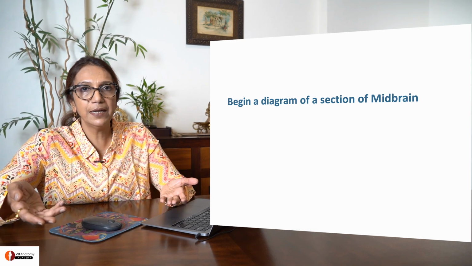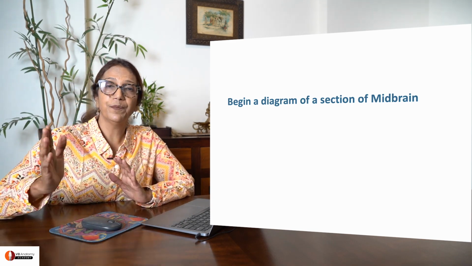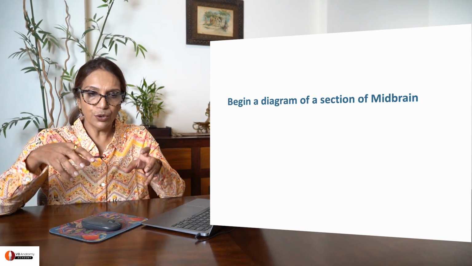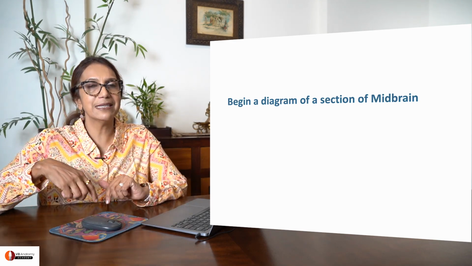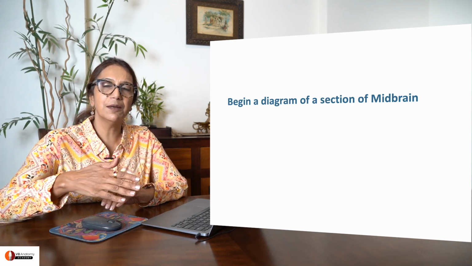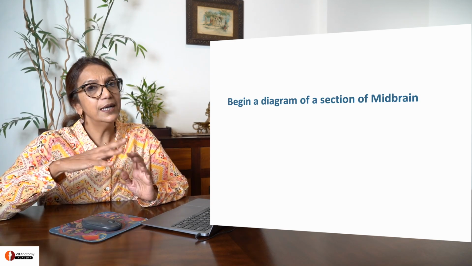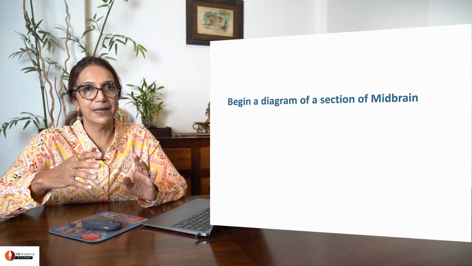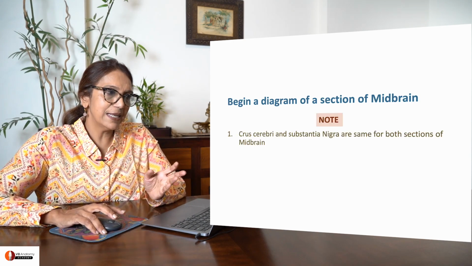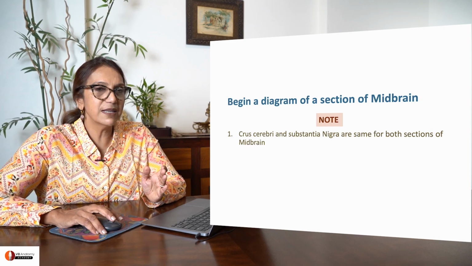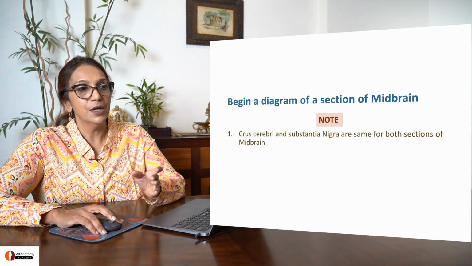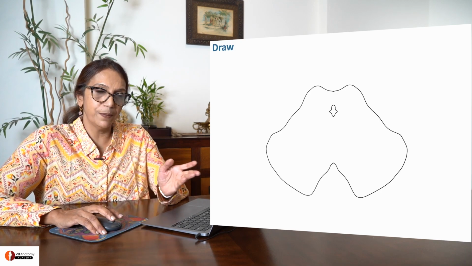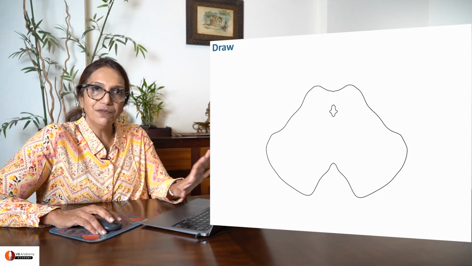As usual, we begin a diagram. Now, what do we know? Always get into neuroanatomy with an idea, what do I know? So, you already know the shape of midbrain section. You already know crus cerebri. You know substantia nigra. Till then, you should be able to draw comfortably, confidently. Substantia nigra, crus cerebri are common to both sections. You should be able to draw that confidently. So, begin your diagram. You know this, you're familiar with it.